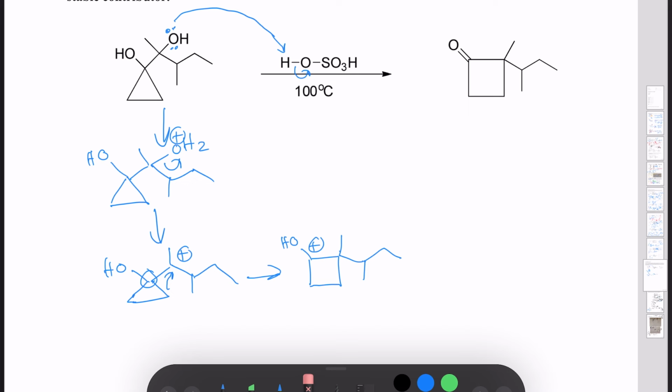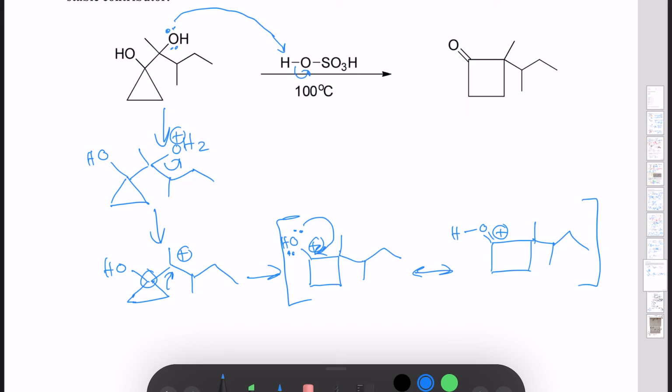But to address the issue of there being an incomplete octet at this carbon, we can simply resort to resonance, because this oxygen has lone pairs that it can donate to fill that missing octet. And when it does that, we form our carbonyl bond. Now the last issue is the positive charge.